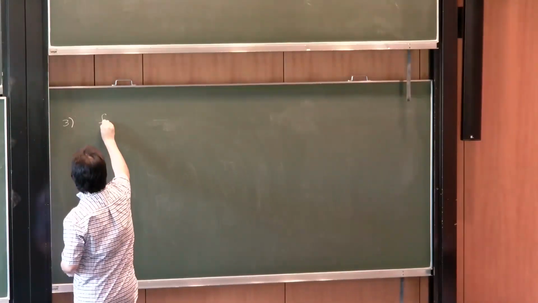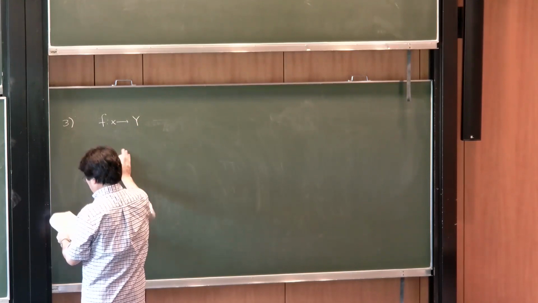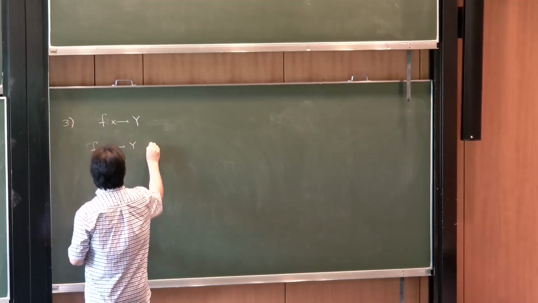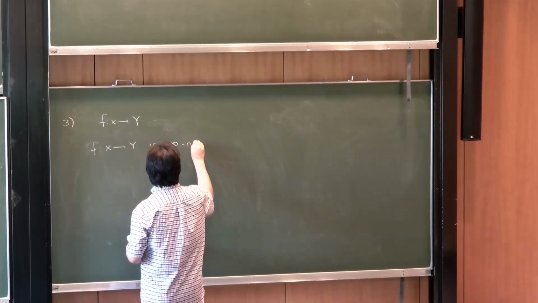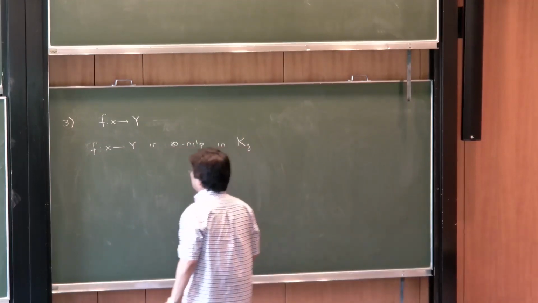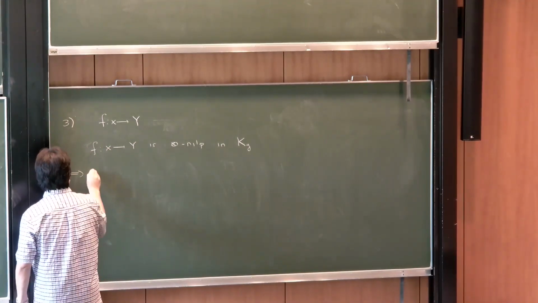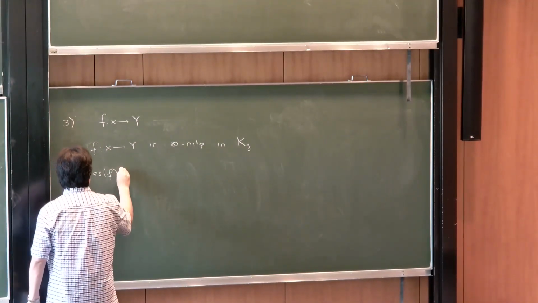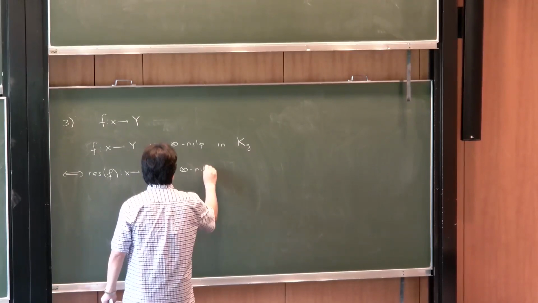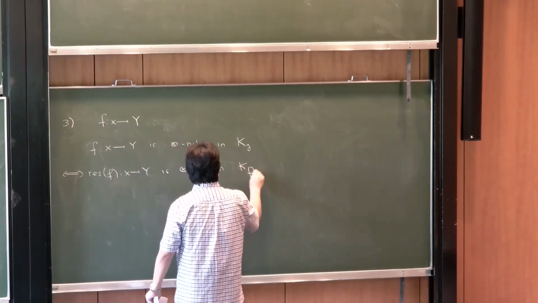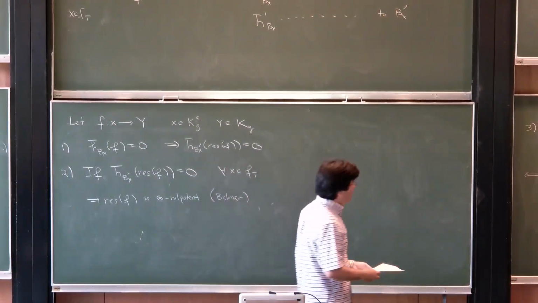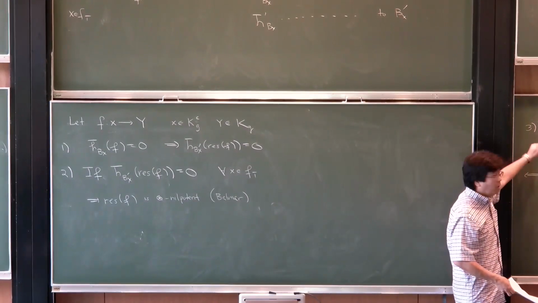Okay, so if I take F from X to Y, then F is tensor nilpotent in K of G if and only if the restriction of F from X to Y is tensor nilpotent in K of F. Okay, this is what I was asking. All right, so this direction is not hard to prove.